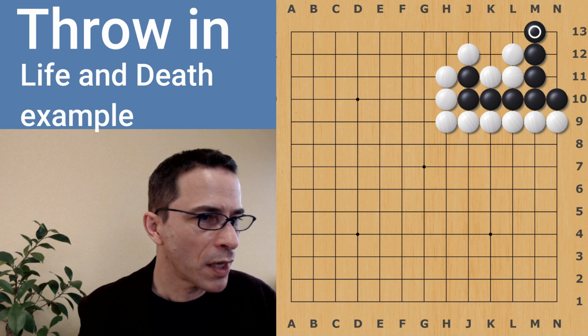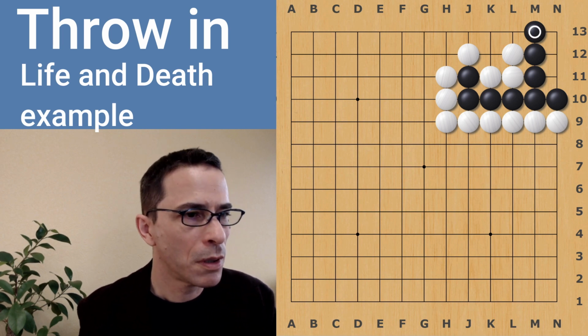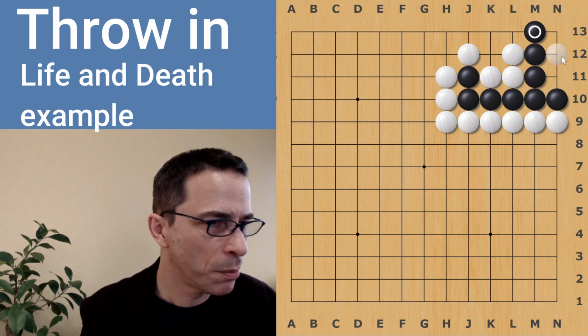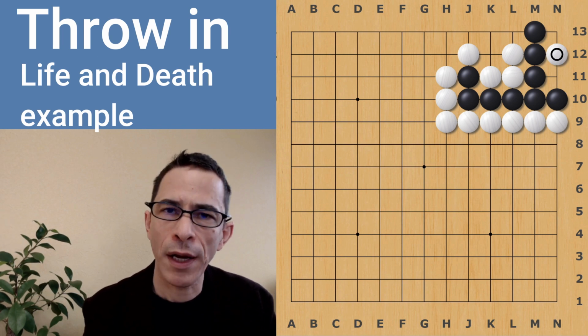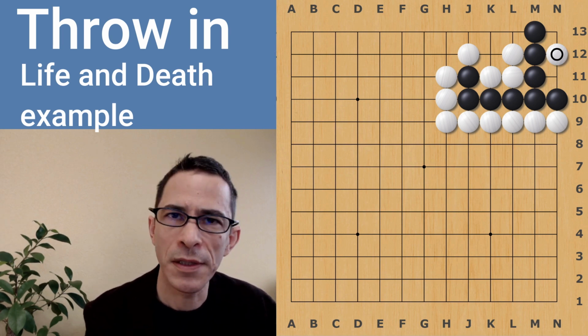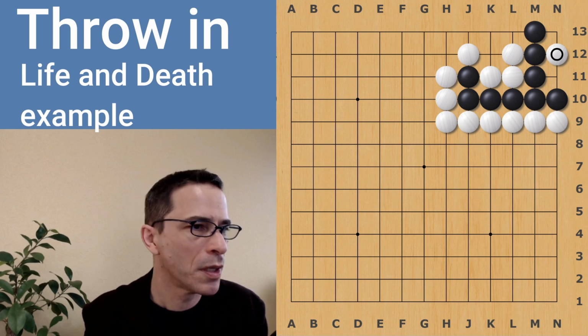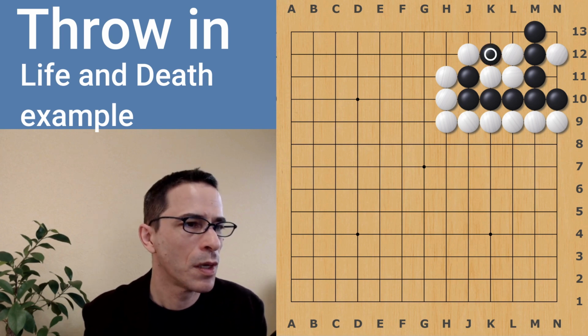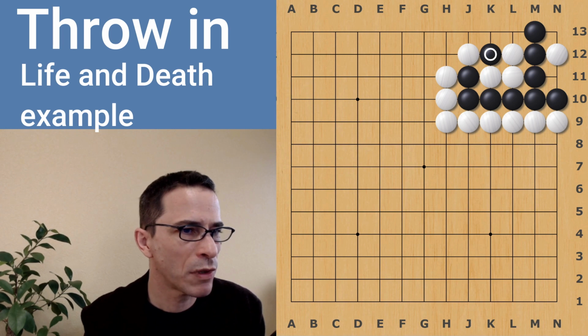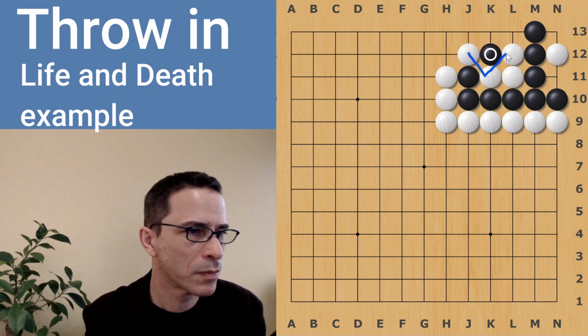If white wants to try to kill the black group, white's move will be in the middle here, stopping black from dividing that area into 2 eyes. But this is where black has the throw-in ready. Black can throw in here. This stone is attacked by 3 white stones. And it's the same pattern as we saw before.